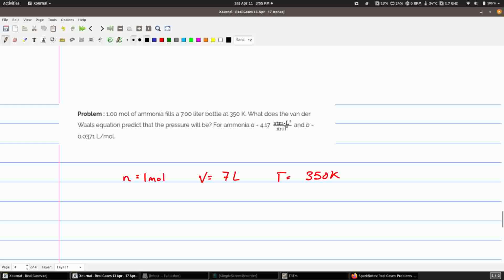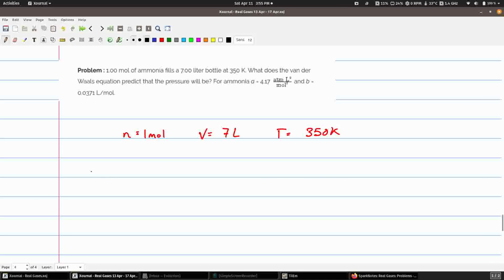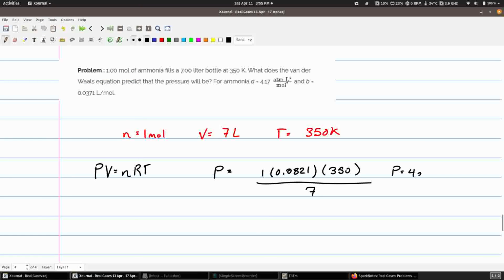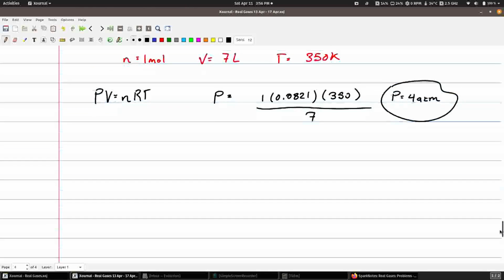A is going to be 4.17 liters squared times atmospheres over moles squared. And B is going to be 0.0371 liters divided by moles. So I'm going to do this first with the ideal gas law. PV equals nRT. So very simple. P equals 1 times 0.0821 times, and I know this is bad form, but at this point you guys should know what cancels if you're going for a certain thing. Just trying to hurry up so this video is not forever. So your answer would be pressure of about 4 atmospheres. Pretty good. 4.1, whatever. It's close enough. So I'm going to write that down.